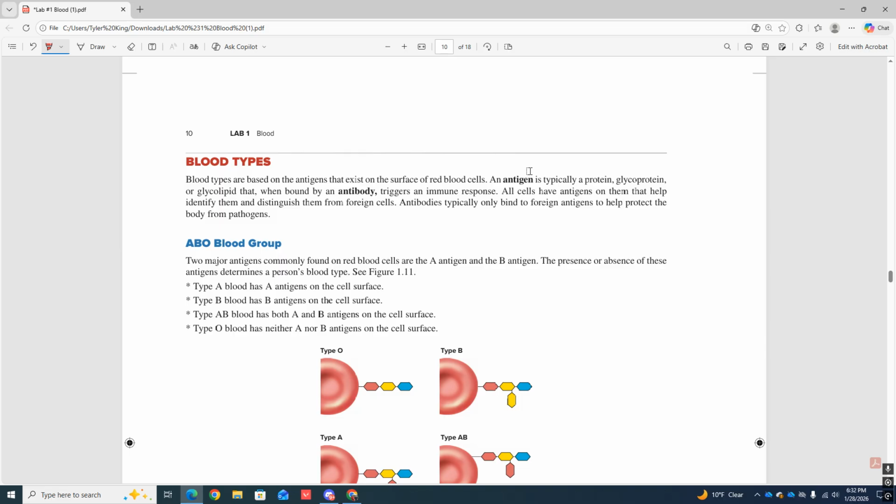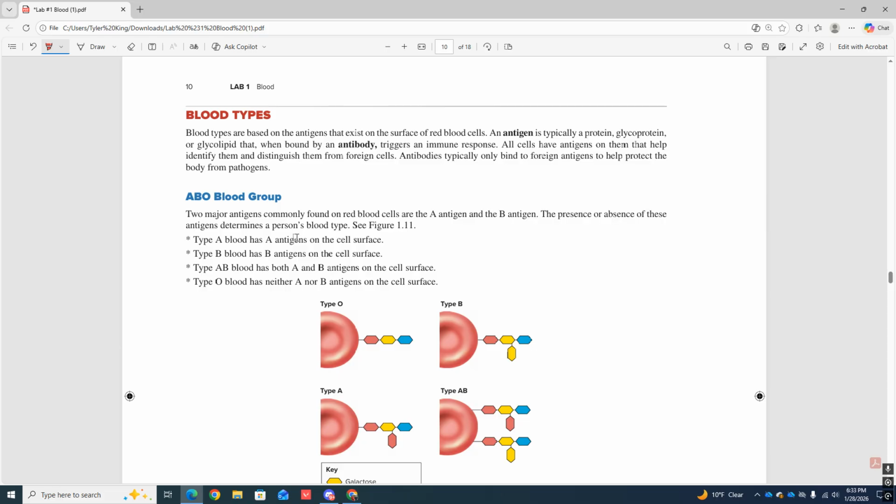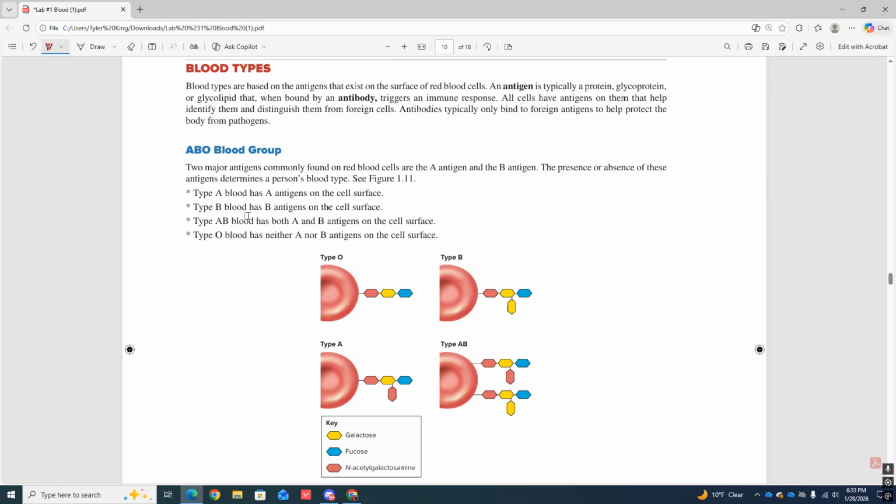So if we have a type A antigen, we're team A, right? We're going to train our military to fight against type B team, because we don't like them. So that's what the antibodies are. The antibodies are the military that we have trained to fight against other blood types that try to come in and destroy our team, attack our team. So type A blood has A antigens on the cell surface. Type B has type B antigen on the cell surface.